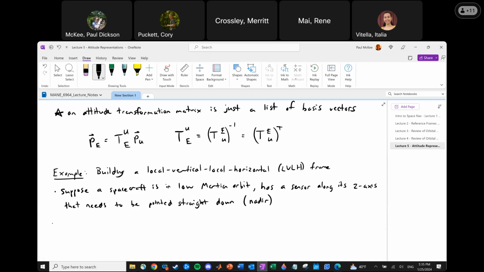So this is one kind of point here. It is also desired that the spacecraft x-axis be pointed prograde, which means in the direction of motion, as much as possible. Because you might be saying, what if straight down and in the direction of motion are not at right angles to each other? So we're just going to do our best with the spacecraft x-axis, but the spacecraft z-axis really needs to be pointed straight down.